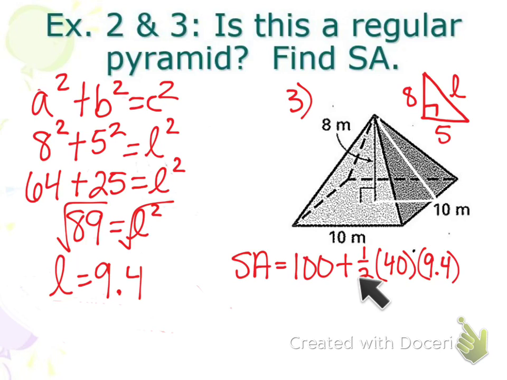All right, we've got to take half of 40, 20, multiply it by 9.4. 188. Okay, last up. We add them together, we get 288, our units. Meters squared.